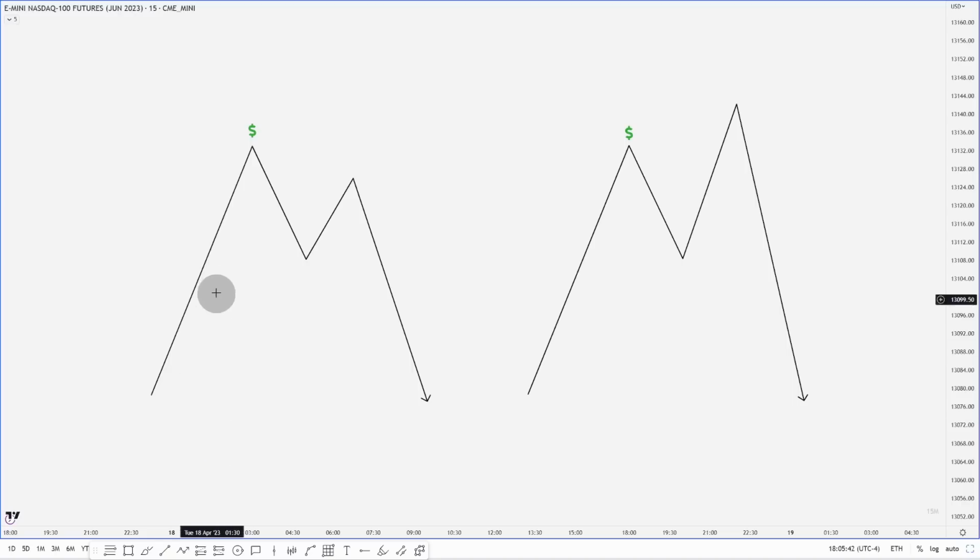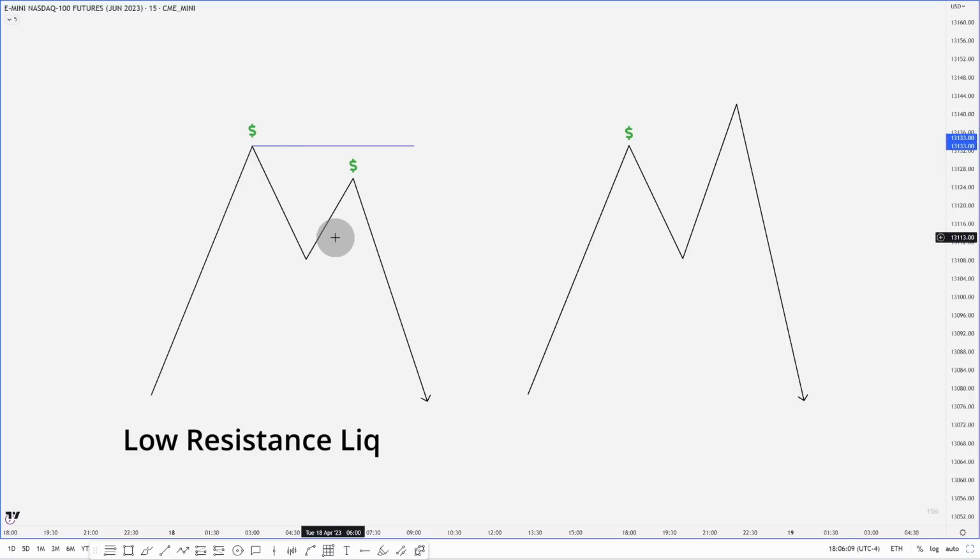If we're looking right here on the left side, you can see we have a high resting here, and then this price leg right here goes back up and does not sweep it before the reversal. So you can see right here, it has that high, does not get swept. Thus, there is more resting liquidity there. This is defined as low resistance liquidity.